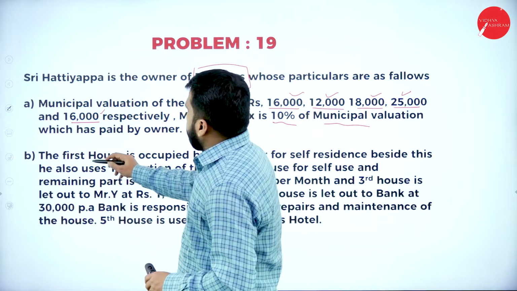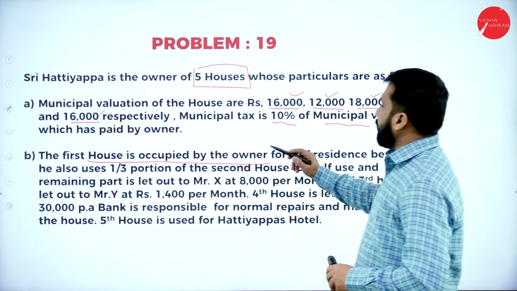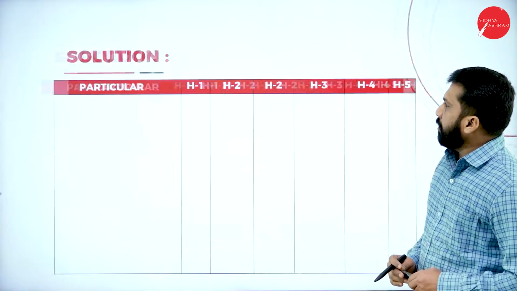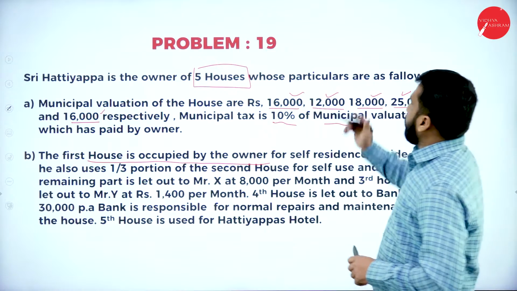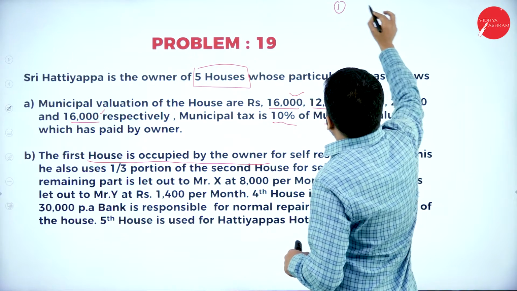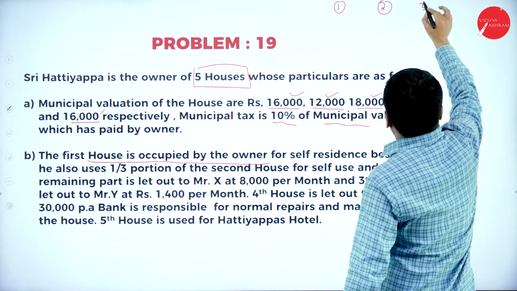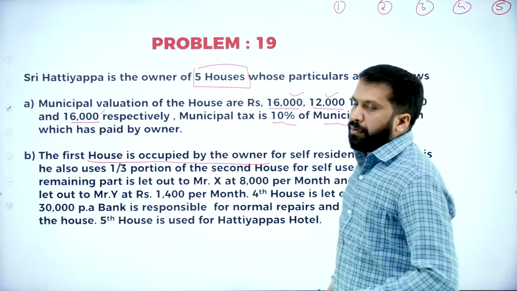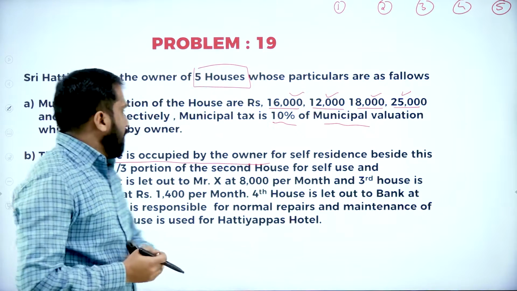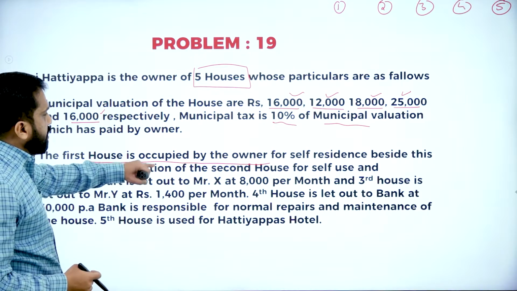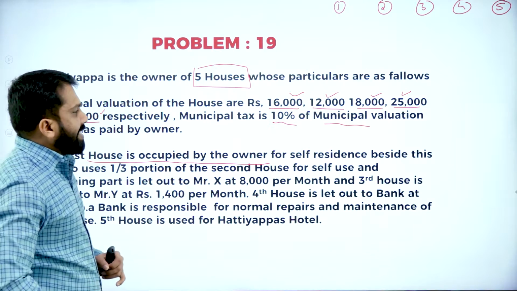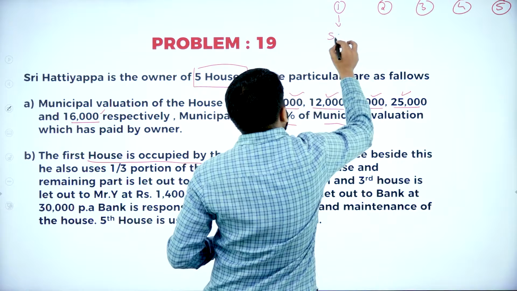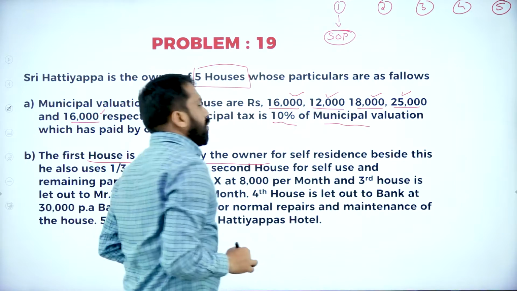Second point. The first house is occupied by the owner. I'll make a chart so that it will be easy for you. Here I'll make a chart: house 1, house 2, house 3, house 4 and house 5. In total we have 5 houses. Now, the first house is occupied by the owner for self-residence. Self-residence is nothing but self-occupied property, SOP.